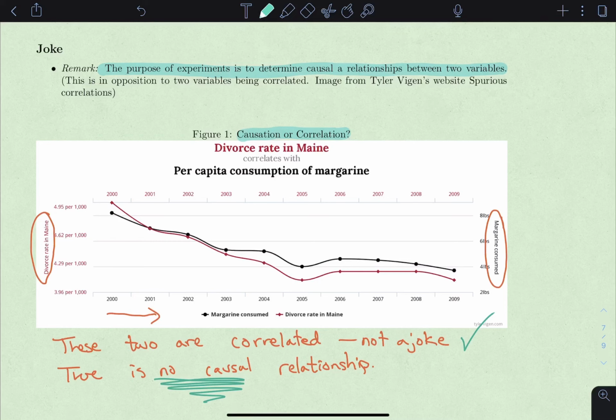So in the next videos, we'll talk a bit more about how to design a good experiment so that we can make causal statements.